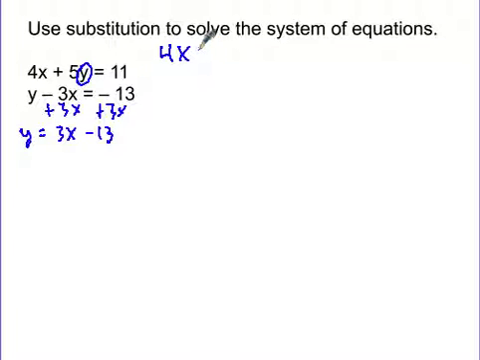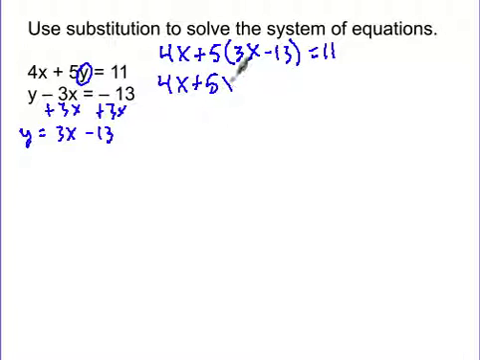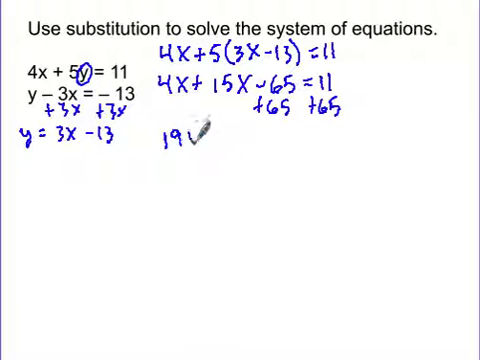4x plus 5 times (3x minus 13) equals 11. Oops, I forgot a 1 there. 4x plus 15x. And then 5 times minus 13 would be minus 65 equals 11. Add 65. So that would be 19x equals 76. Divided by 19 is x 4? Yeah. Okay, so x is 4.